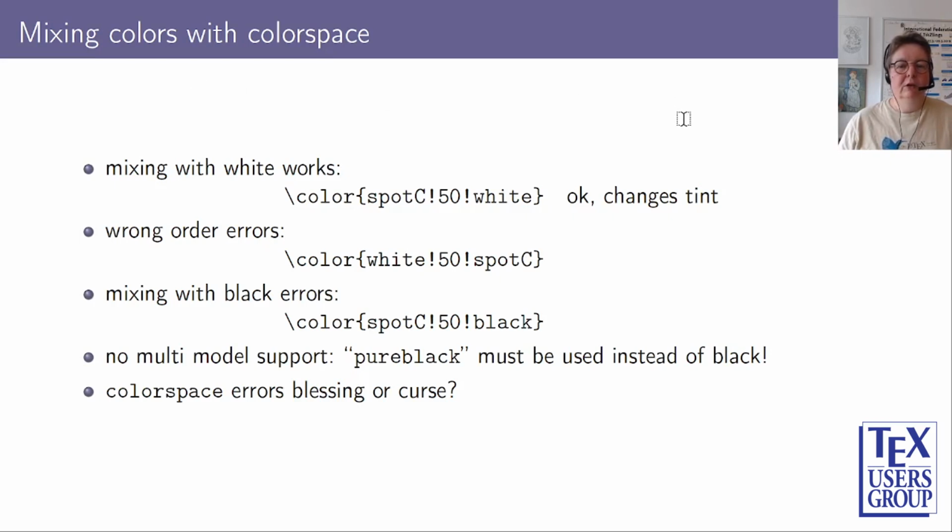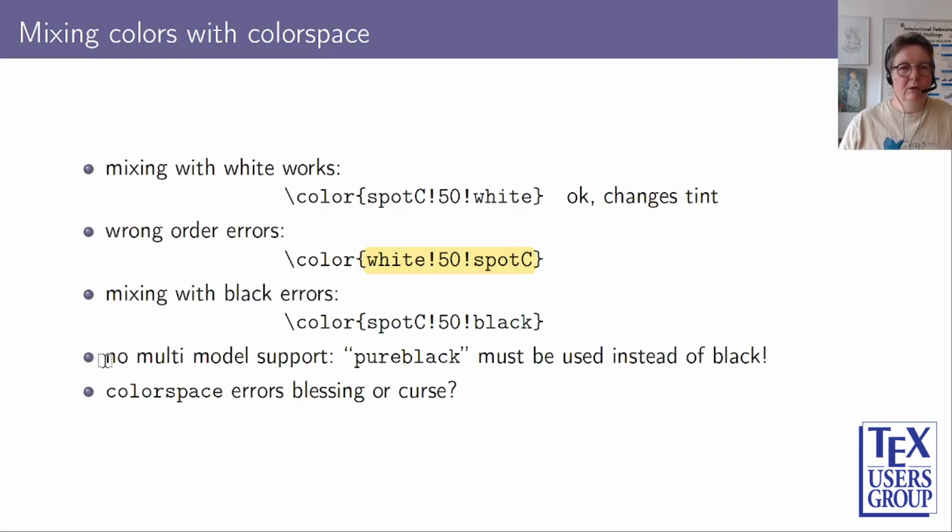Mixing colors works more or less similar to the kernel method, only it errors more often if you do something wrong. If you mix with white, it simply changes the tint as previously. If you change the order and start with white, you get an error. It will simply complain and not try to fall back to something. If you mix with black, you will get an error too, as black is either RGB or CMYK, depending on your document, and cannot be mixed into a spot color.